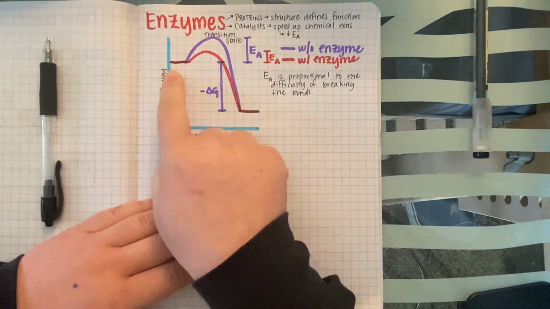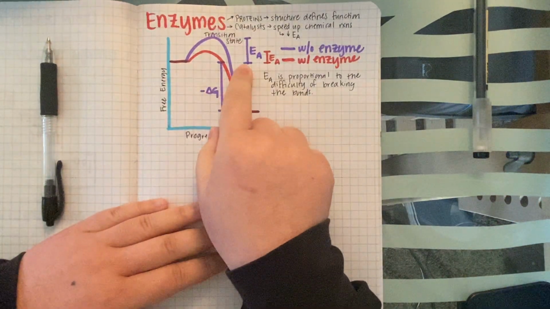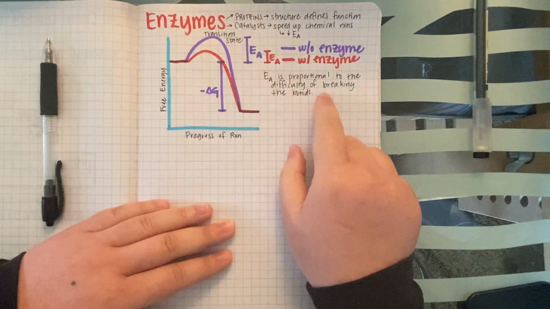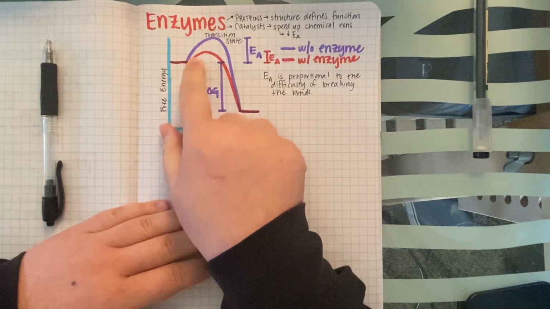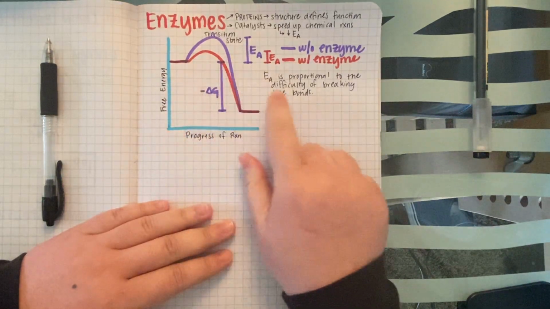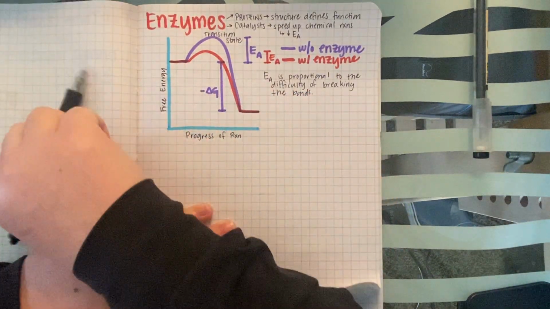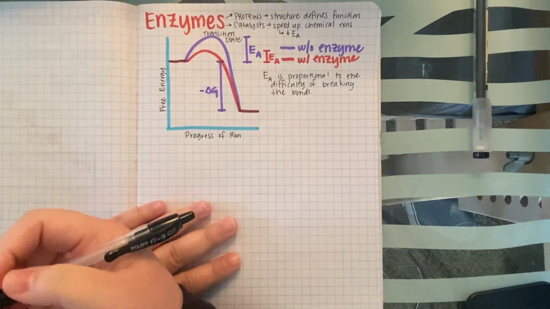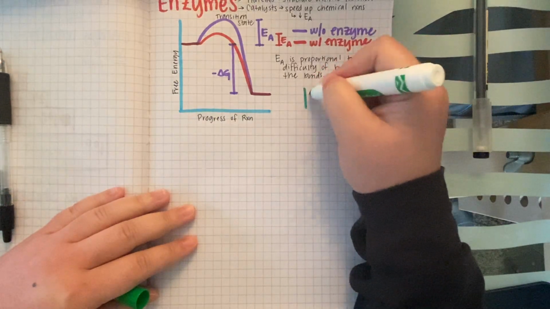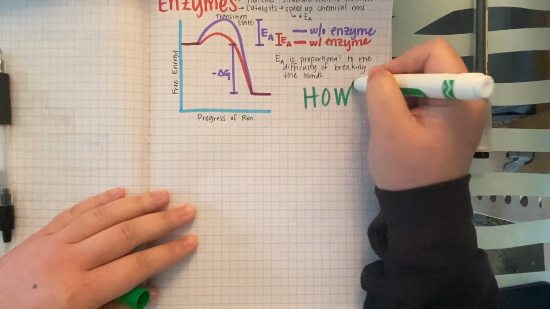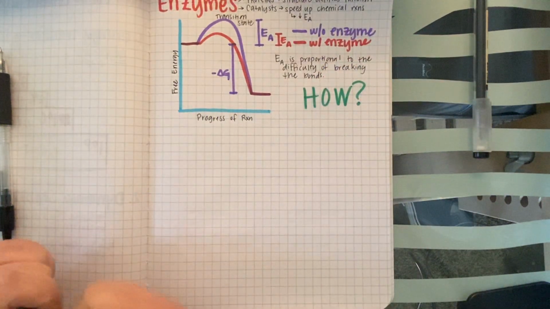So from one reaction to another reaction, the activation energy amount is going to be different depending on how strong the bonds are in the reactants. So an enzyme decreases the activation energy because it's making the bonds easier to break in the reactants. So let's talk about how. That's where we're going to go to next.